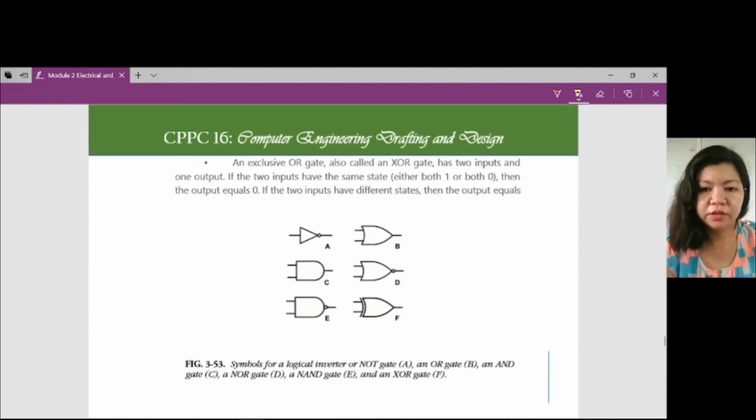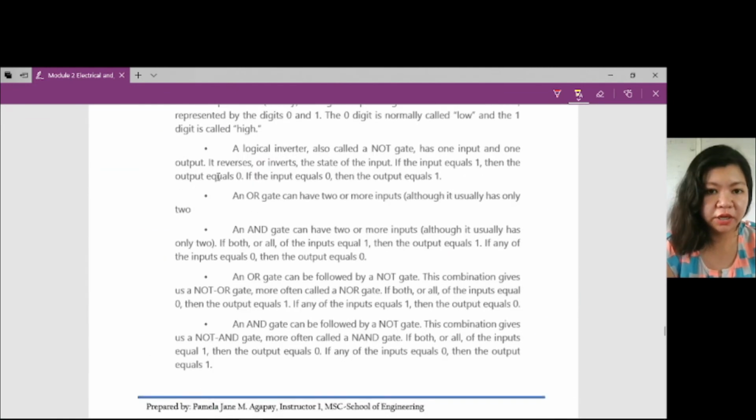it here. Yeah. Nasa baba pala, hindi ko pala nilagay dito sa gilid.